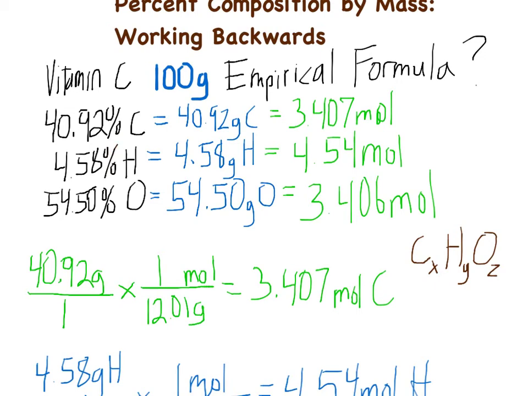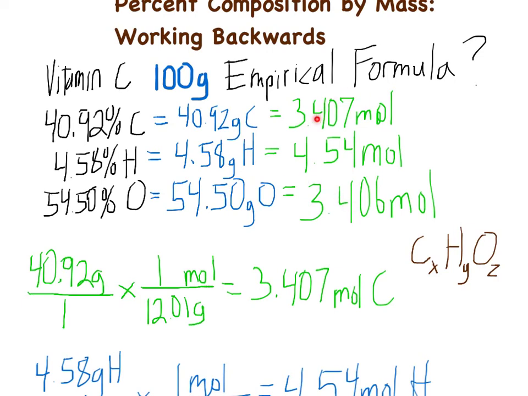Now, because this is a percentage, we can assume however much we want. We could say 1 gram, 2 grams, 4 grams, 8 grams, whatever. But to make things simple, just assume you have 100 grams. If you have 100 grams, 40.92% of 100 grams is 40.92 grams. 4.58% is 4.58 grams, and so on. So we now have how many grams we have in this quantity that we assumed, and we simply convert it to moles. Go watch the video if you don't know how to convert to moles.